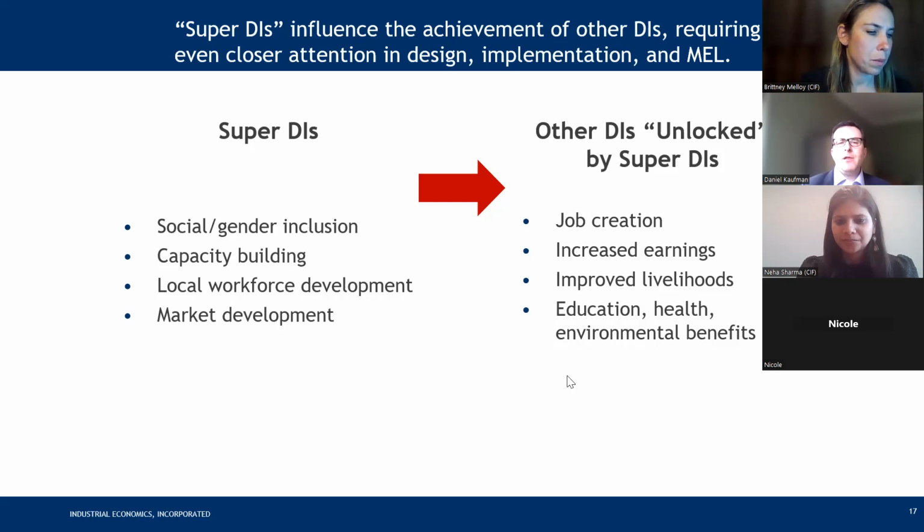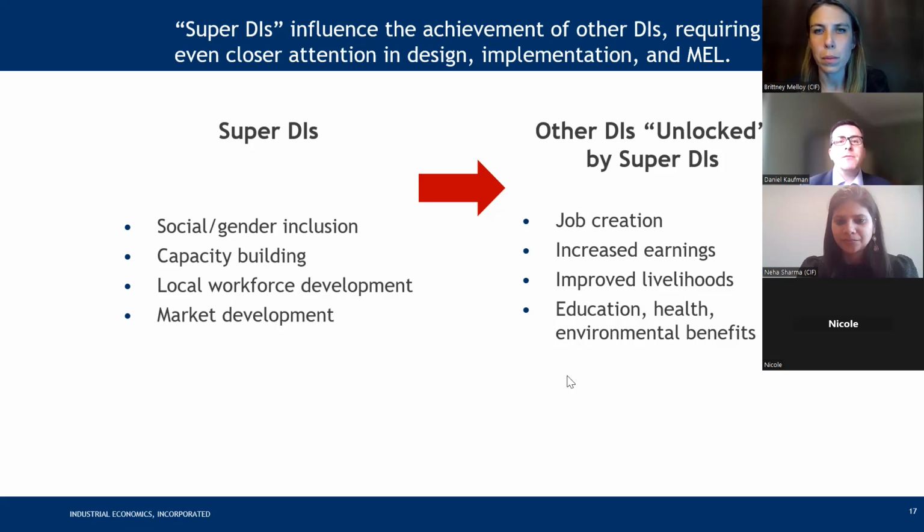And some of the other development impacts that are unlocked or enabled by the SuperDIs include job creation, increased earnings, improved livelihoods, and a variety of education, health, and environmental benefits. We found cross-cutting development impacts, including the SuperDIs of capacity building and gender inclusion in 8 out of our 13 case studies. And in many of the case studies, we weren't necessarily looking to find this or expecting this up front, but these SuperDIs emerged through the case study analysis as being really important drivers.